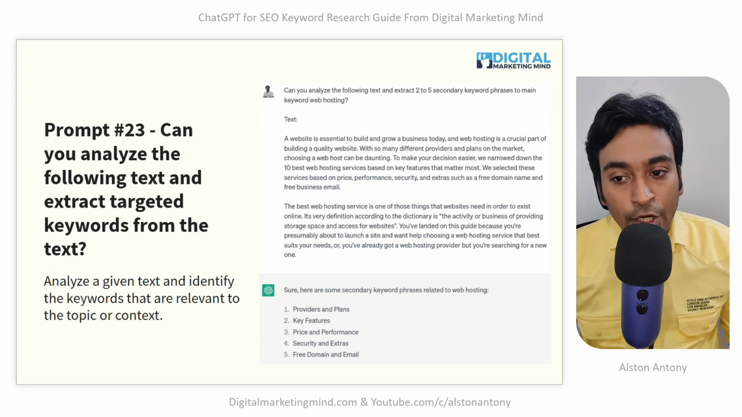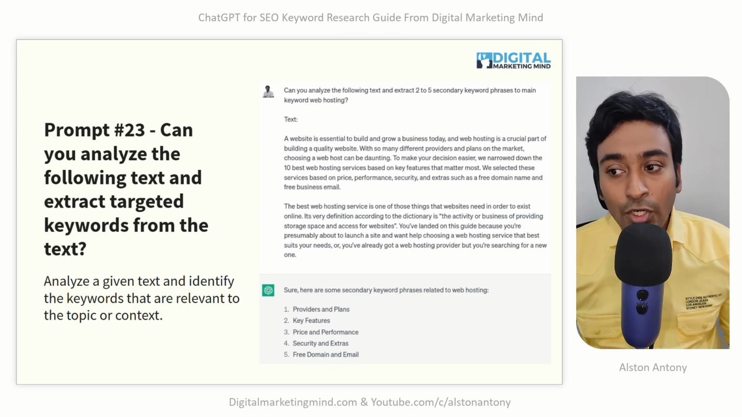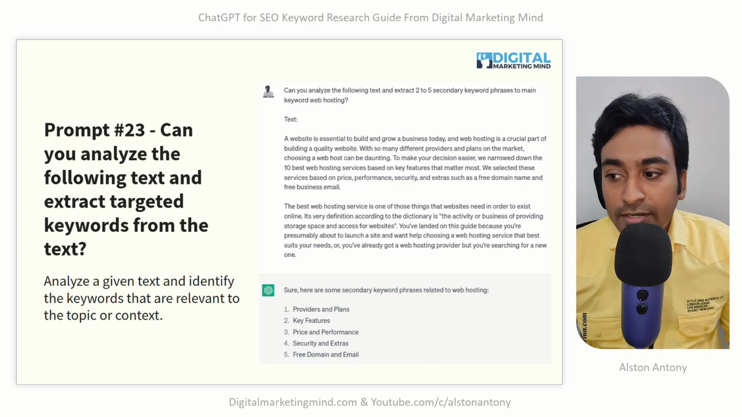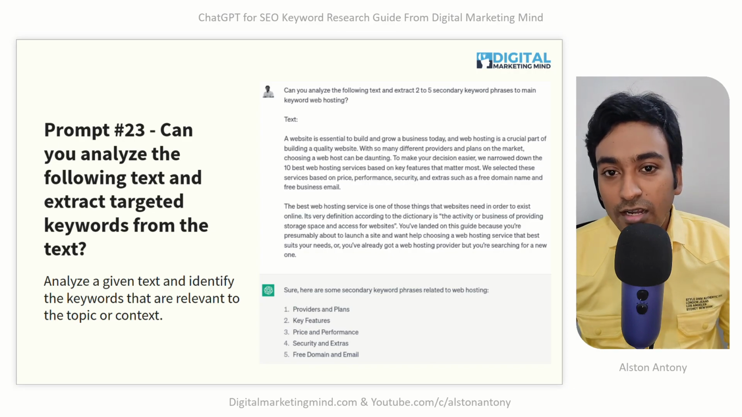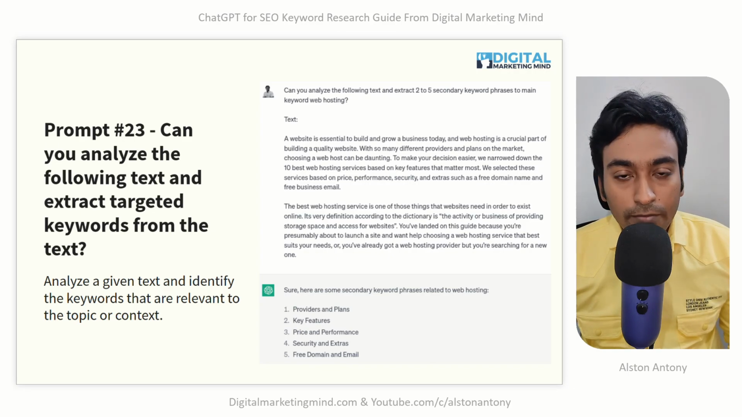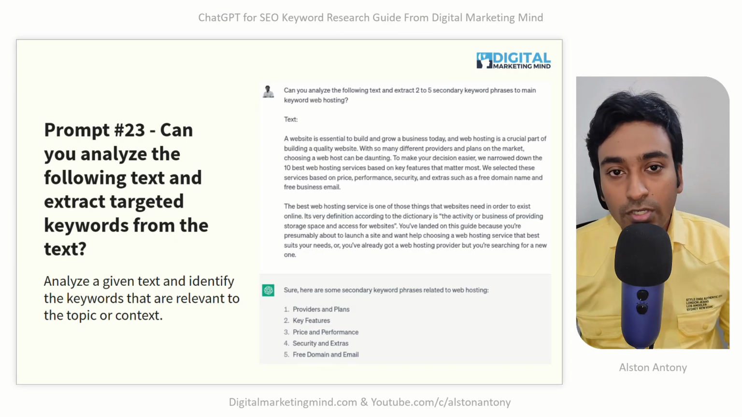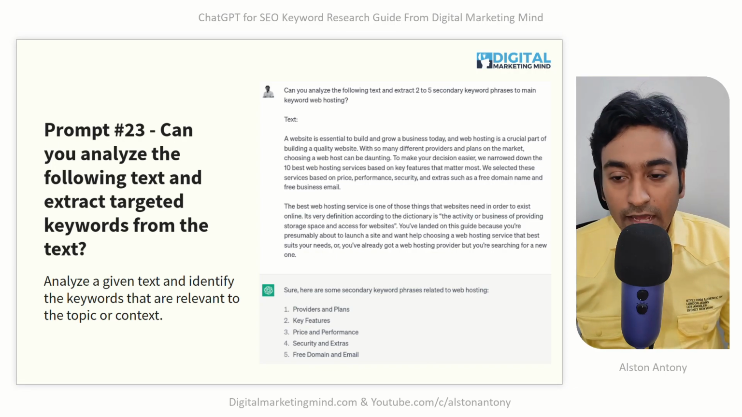Prompt 23: can you analyze the following text and extract target keywords from this text? This is one of my favorite features. I like to use ChatGPT sometimes where you can just paste some relevant text you copied from the net. I copied some sample text on web hosting from the net, pasted that text, and asked ChatGPT to come up with keyword ideas from this text, and sometimes it does come up with various other long tail keywords and extra keywords. So based on this prompt, you can use this as well.